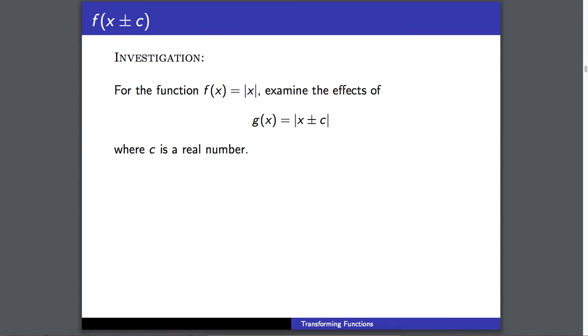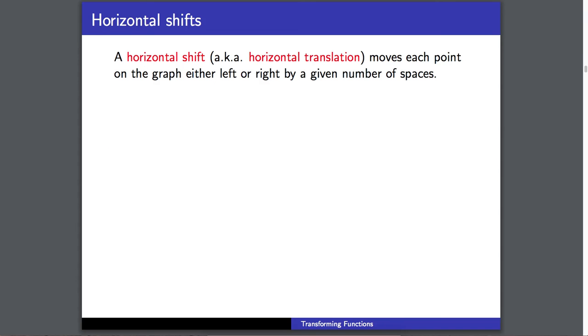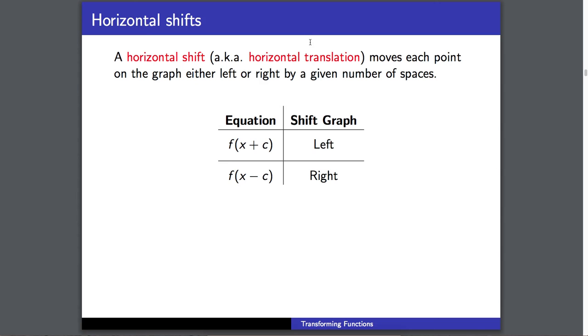So when we add or subtract a number inside the function, that's called a horizontal shift or a horizontal translation. So it's going to move the graph left or right based on the number of spaces. So if it's x plus a number, it's going to move the graph left that many spaces. If it's x minus a number, it's going to move the graph to the right. So it's the opposite of where we normally associate our positives and negatives on the x-axis.